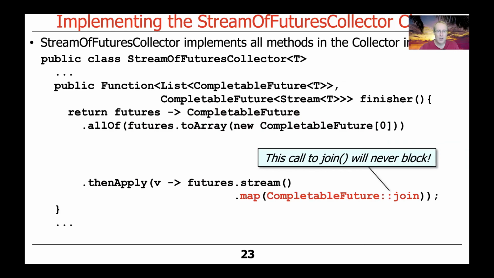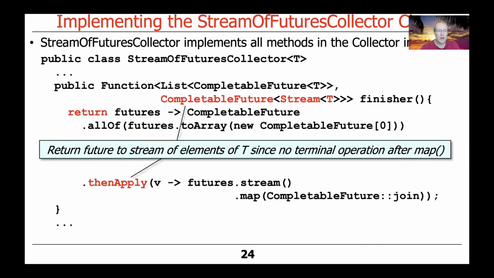So what we're going to do here is thenApply is going to return a completable future to a stream of elements of type T, since there is in fact no terminal operation called after map. So that's the main way that this differs from the futures collector we looked at earlier, which had a terminal operation to collect basically the stream of objects of type T into a list of objects of type T. We don't do that here because we want to have a stream come back when the future is done.